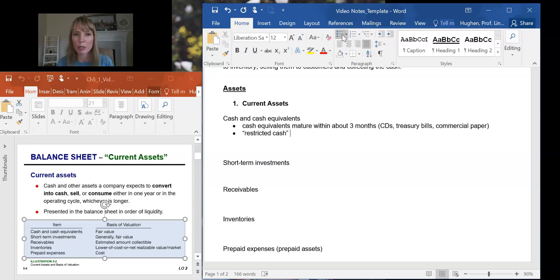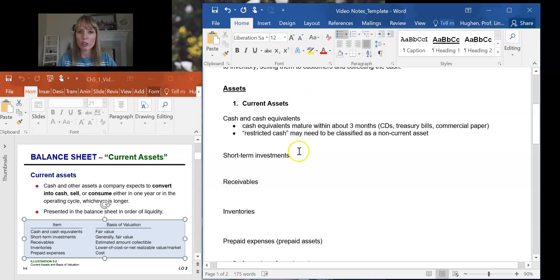The restriction could also be placed by the board of directors that are overseeing the company. If that cash is restricted for a long period of time, then that restricted cash would be reported separately, not in current assets, but separately as restricted cash, perhaps in the long-term section. So restricted cash may need to be classified as a non-current asset if it's restricted for more than 1 year, or the operating cycle, of course. Okay, so that is the first current asset account.